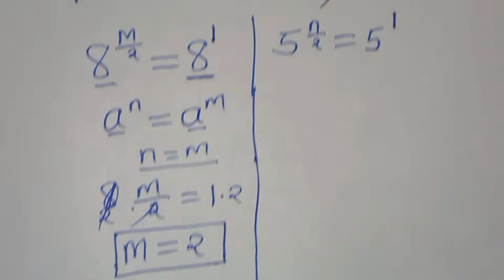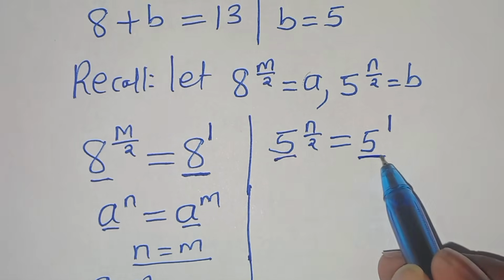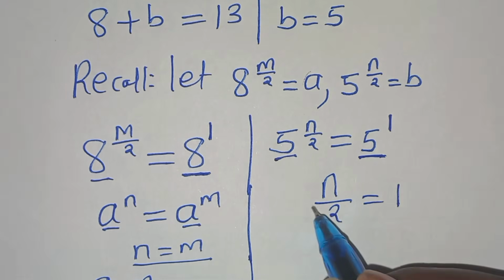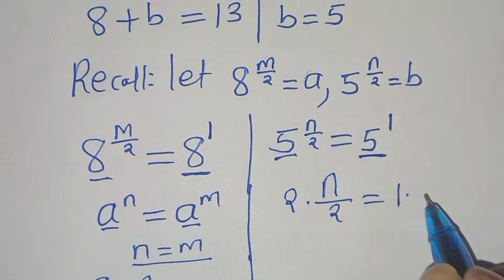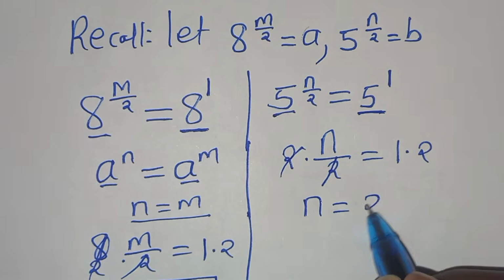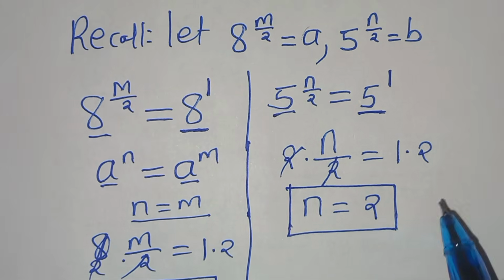Now, let's solve for n from here. Again, the bases are common here. So we have n over 2 equal to 1. So we multiply by 2 on both sides, so that now n is equal to 2. So n is equal to 2 from here.